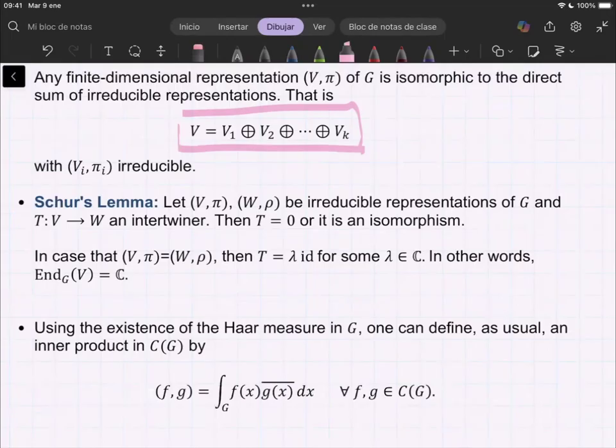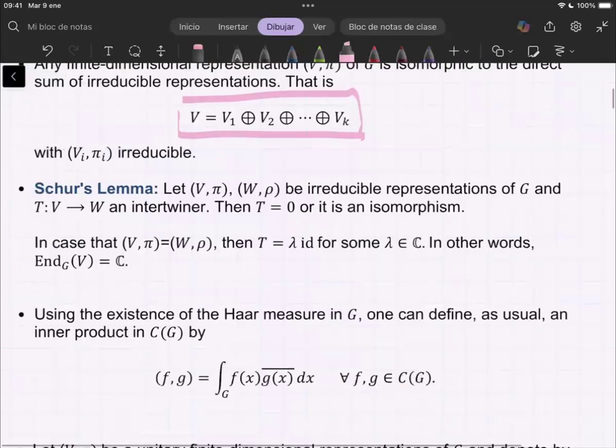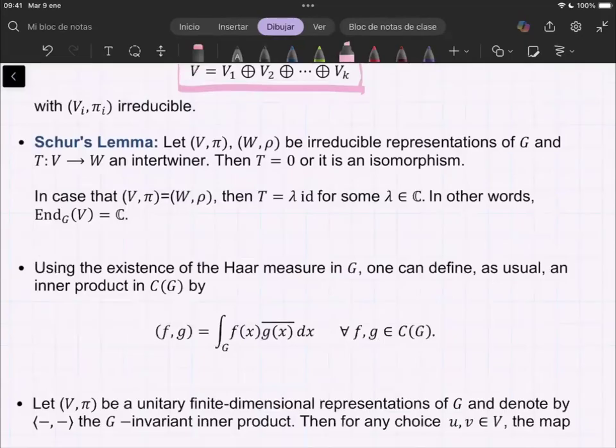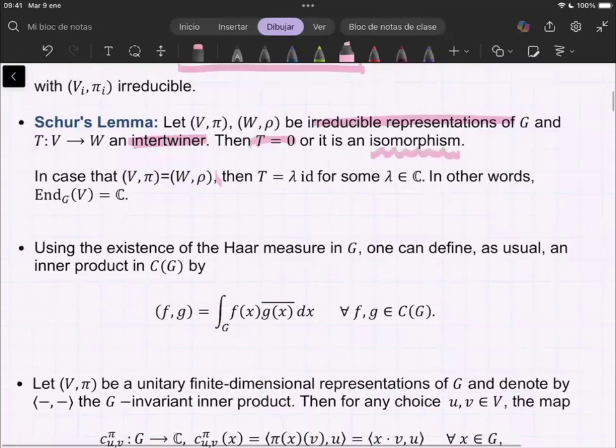The first result about irreducible representations was the Schur lemma. The Schur lemma says: given an intertwiner between two irreducible representations, then the intertwiner is 0 or it is an isomorphism, an equivalence. And if so, any endomorphism is given by a multiple of the identity. We are going to use that.